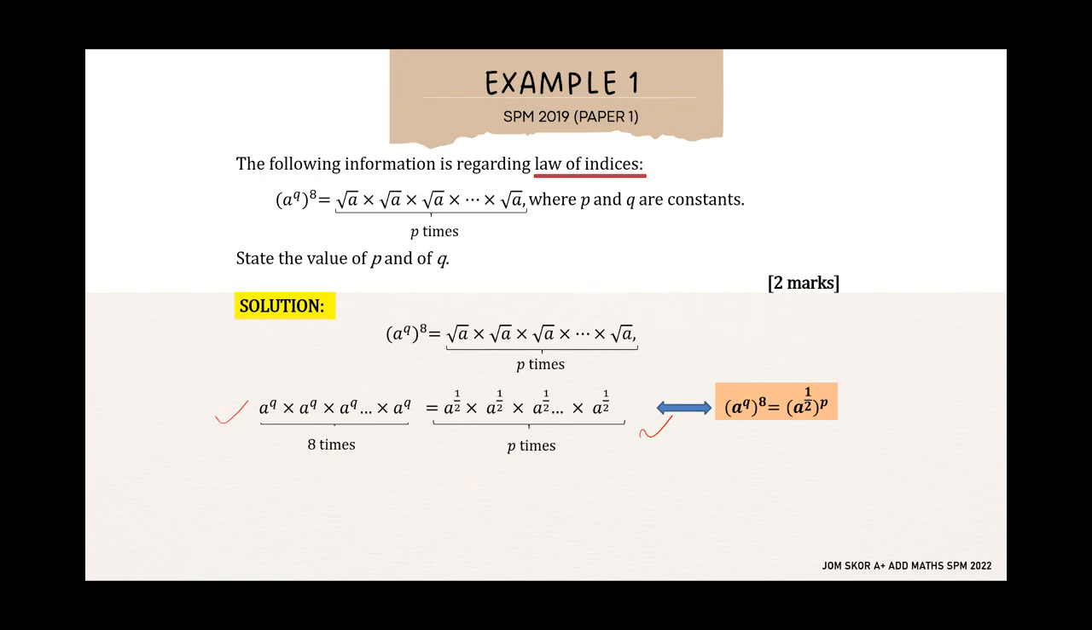Jadi sekarang, macam mana kita nak cari nilai p dan nilai q? We just compare both sides. Okay, so nilai p, kita akan dapat 8. Dan nilai q, which is kuasa dekat situ, kita akan dapat 1/2. Jumlah markah 2. Okay, jadi awak akan dapat 2 markah jika nilai jawapan akhir betul. Okay. So move on to the next question.